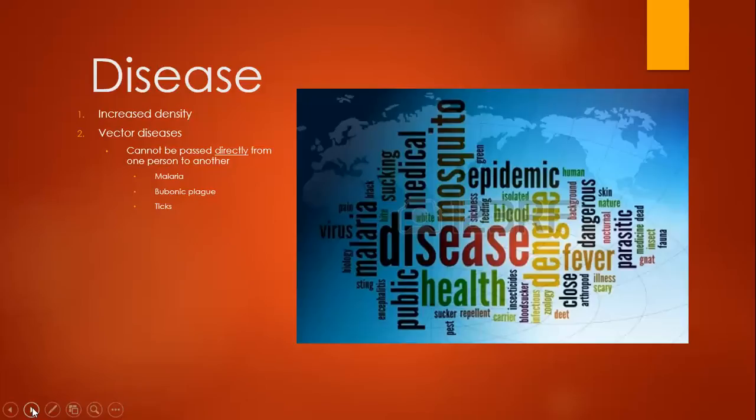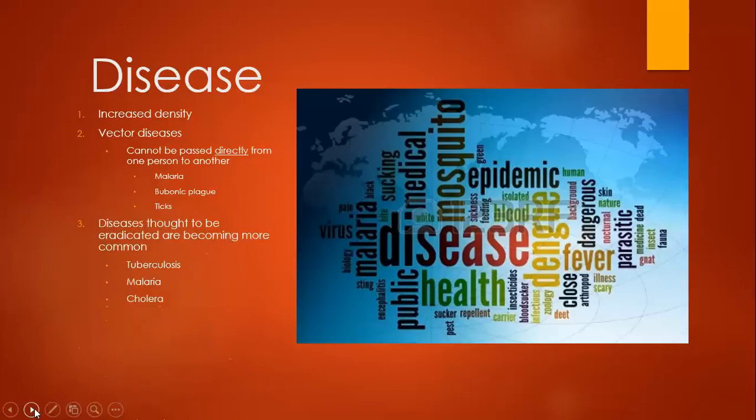The bubonic plague. It was transmitted from one person to another via fleas. And ticks. Ticks are common vectors for a variety of diseases, including bacterial infections, chemical toxins, parasites, and viruses. One notable bacterial disease is Lyme, which is transmitted through contact with ticks.